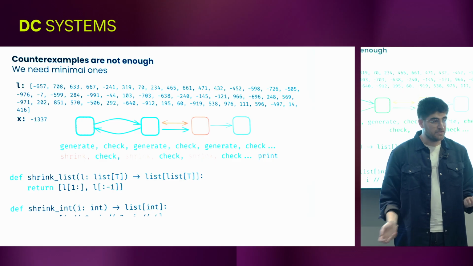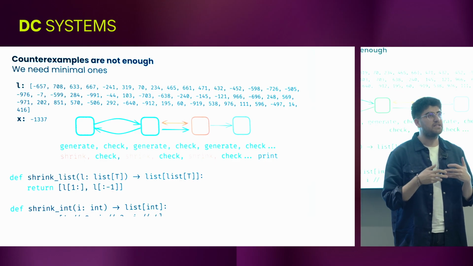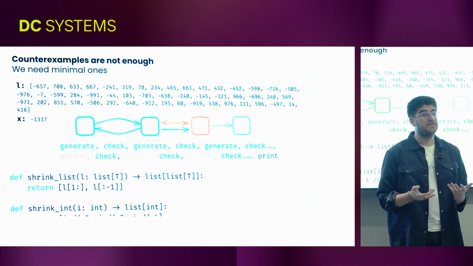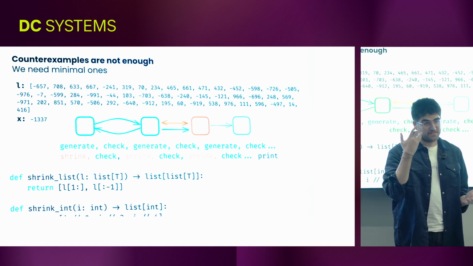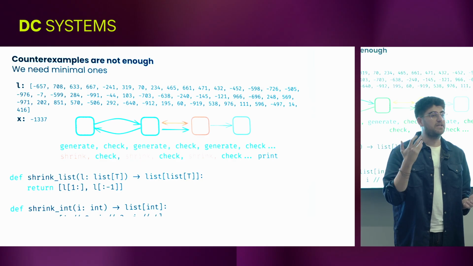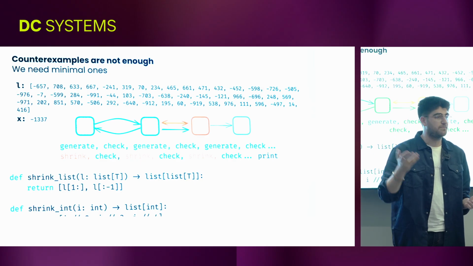So using shrinkers makes the experience of property-based testing so much nicer, because you now get to actually work on examples that are interesting, that are inspectable, that are readable.